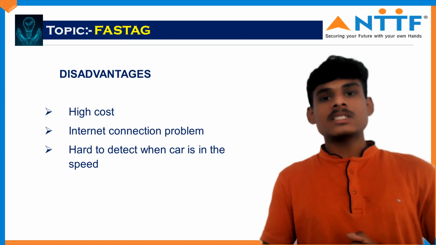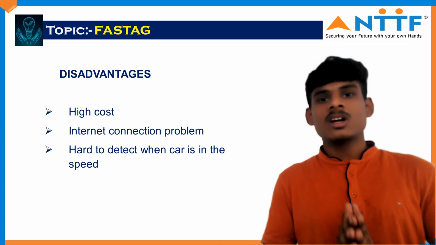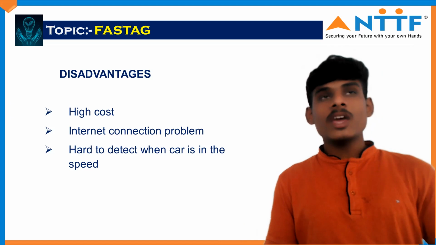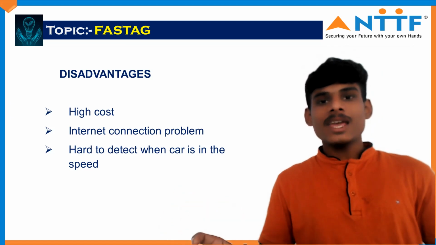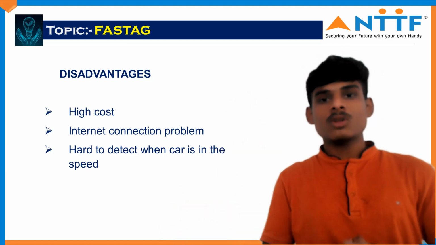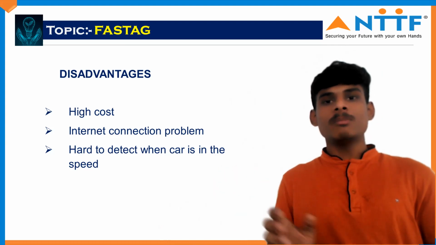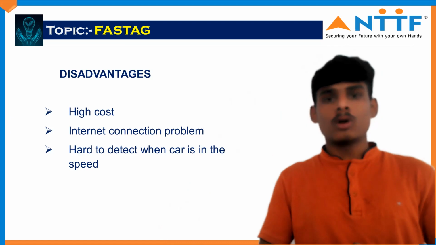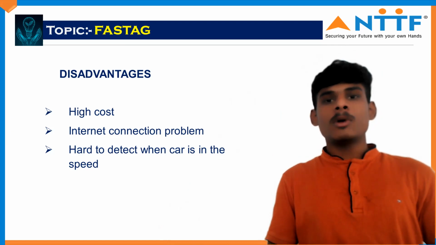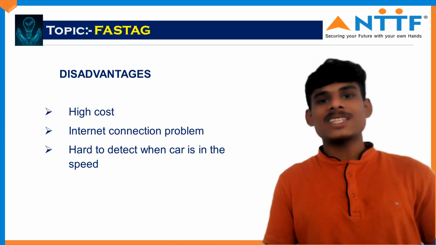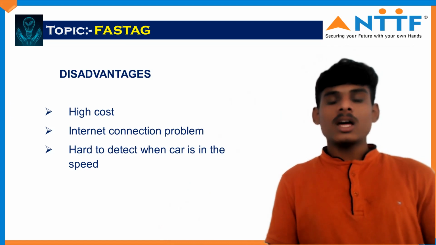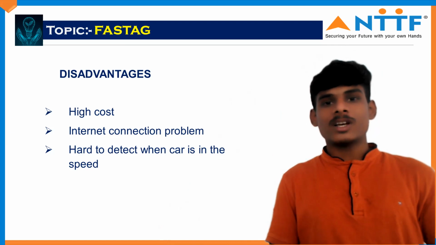After that, the third disadvantage of this FASTag technology is that it is hard to detect when the car is at speed. When the car is at speed, the sensor placed on the top of the beam, or the bottom of the beam, placed on the top of the toll, will not be able to catch the signals produced by that RFID card. These are all the disadvantages of this FASTag technology.